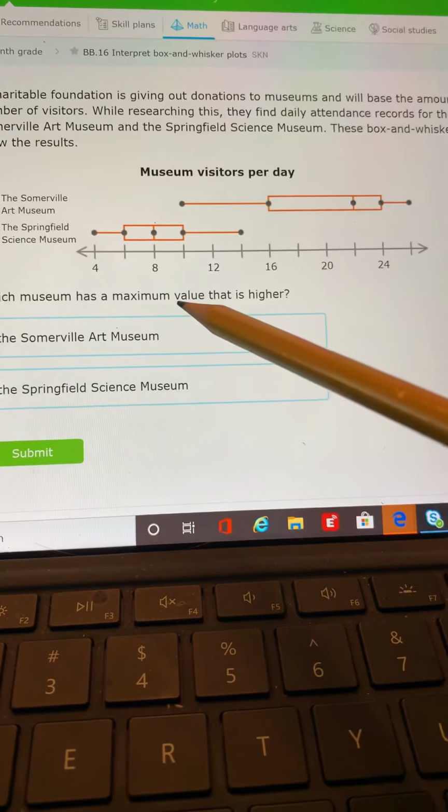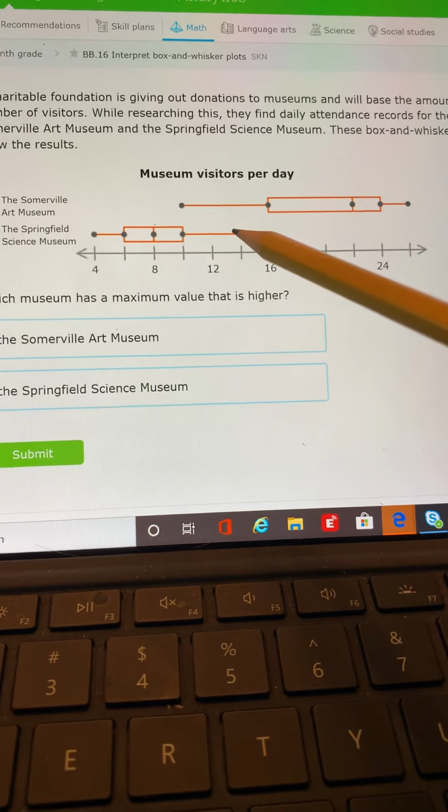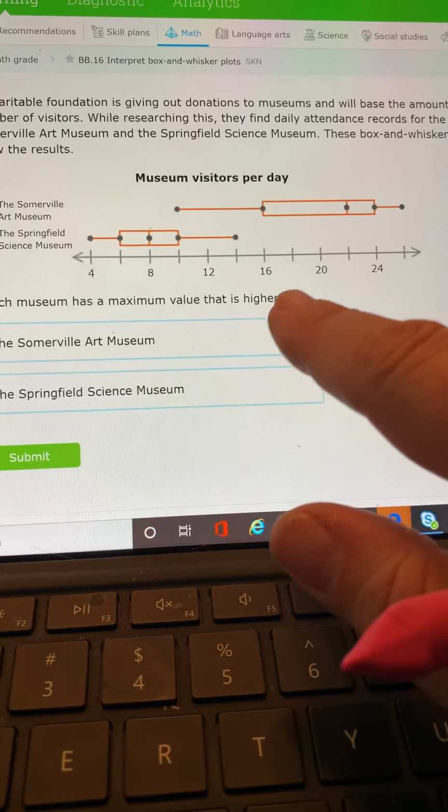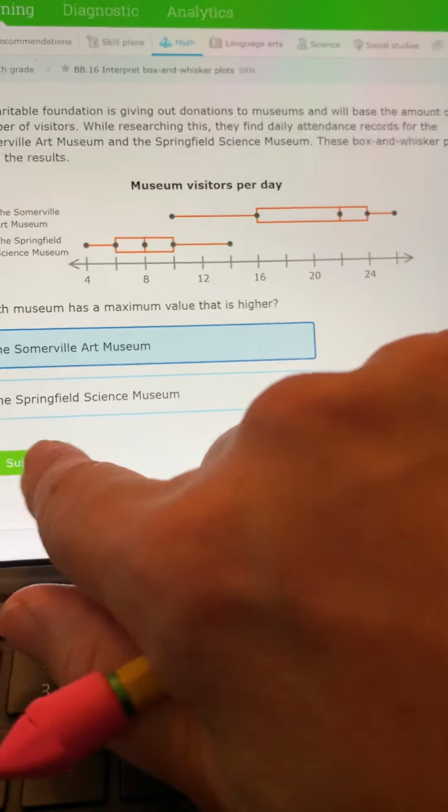Which museum has a maximum value that is higher? The max is the last dot. Clearly the Somerville one has the higher.